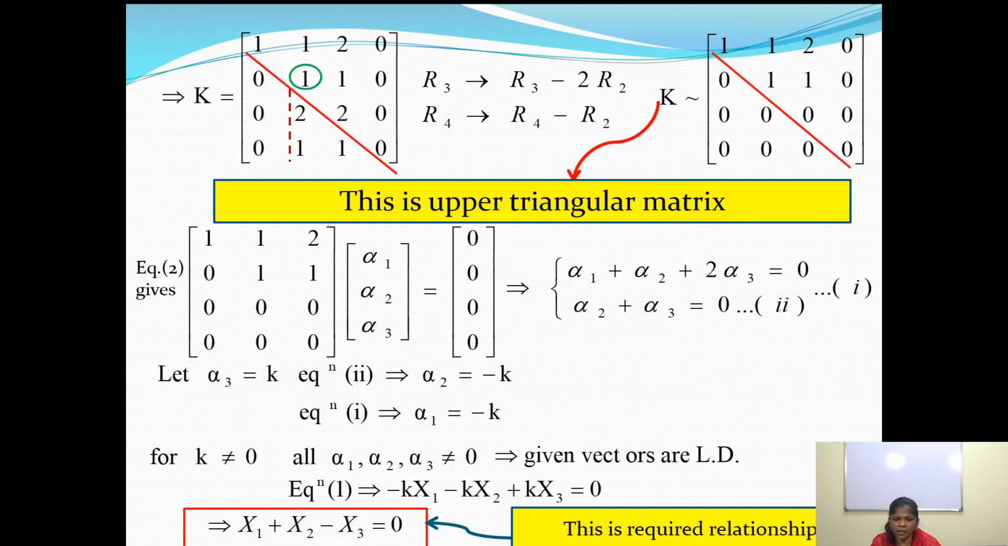So I hope through this presentation the concept of linear dependence and independence is clear to you, and you shall be able to find out the relationship once the vectors are linearly dependent.